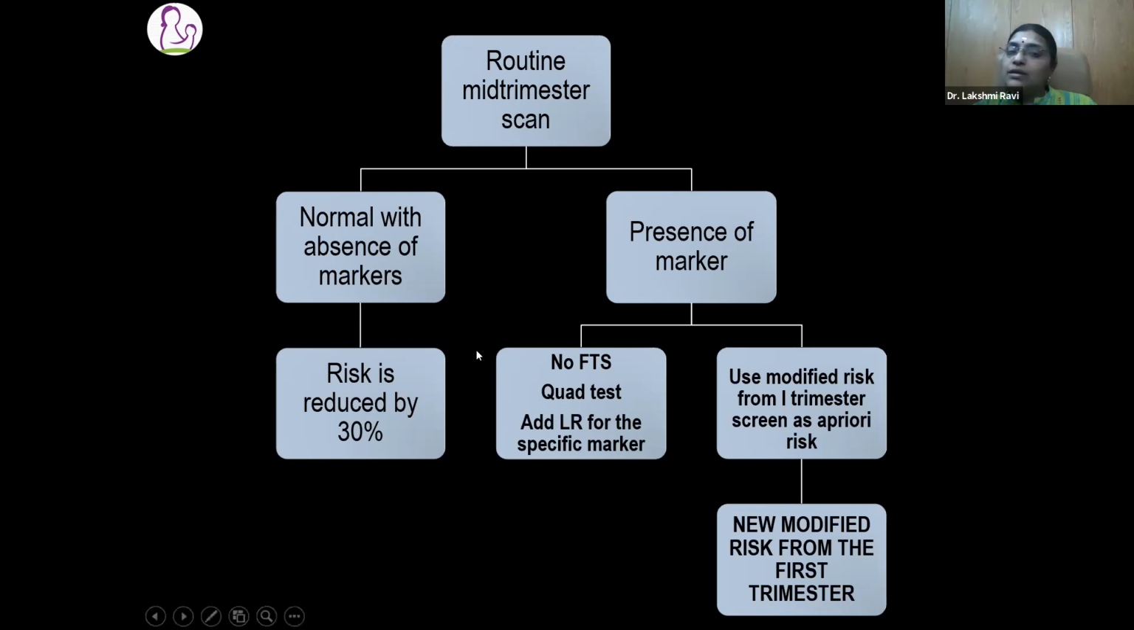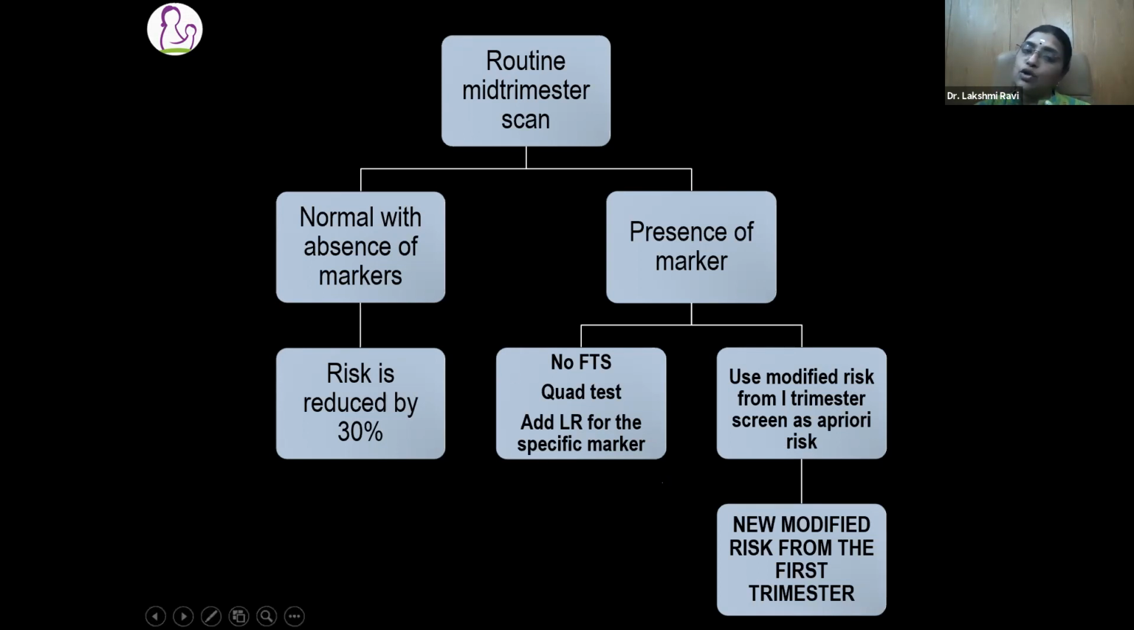First, you go and check her records. Has she done a first trimester screening, ideally? If she has, then you take her modified first trimester screening risk as her a priori risk, and then apply the likelihood ratio of this marker to that particular risk number. Then you obtain a modified risk from the first trimester, and depending on the risk, you can counsel her.